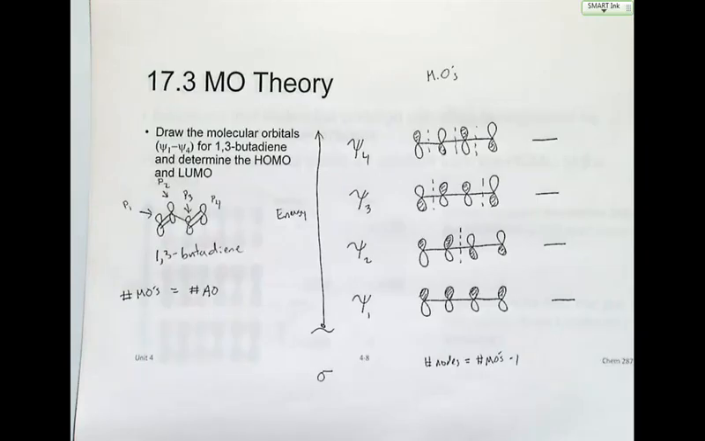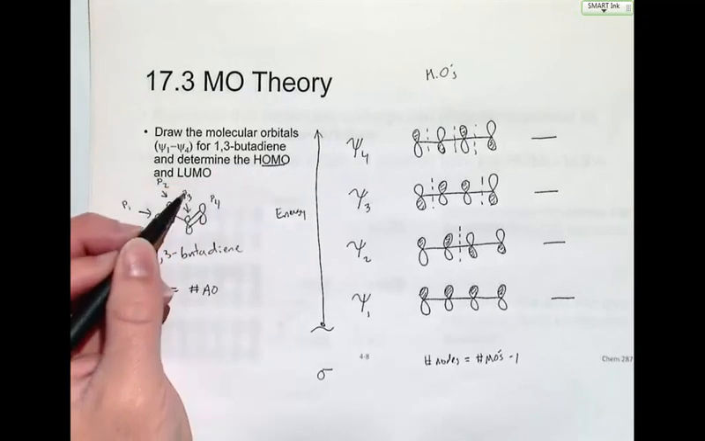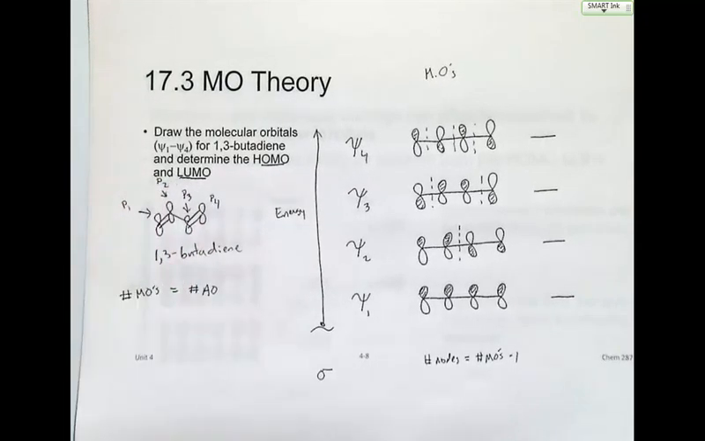Now what we have to do is populate this thing with electrons so that we can figure out what the highest occupied molecular orbital is and the lowest unoccupied molecular orbital. Have we talked about those before? Highest occupied and lowest unoccupied yet? HOMO, LUMO? We'll talk about those as we go. So there's this thing called HOMO and LUMO, and we're going to use that a lot in this chapter.